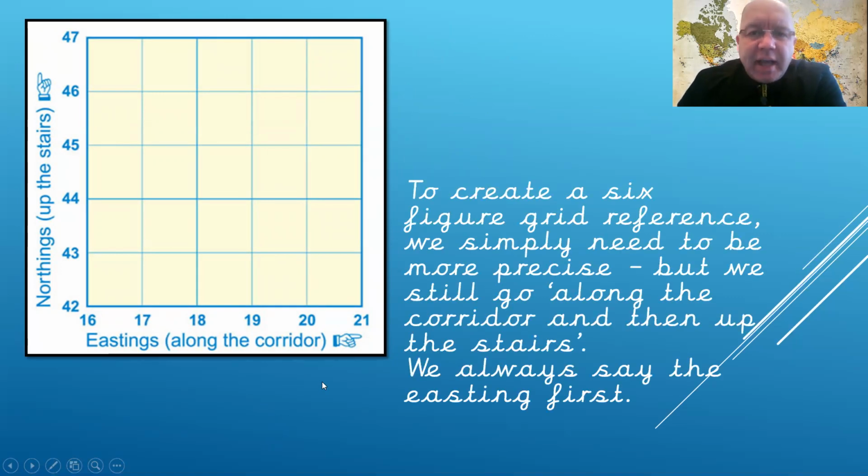Now, to create a 6-figure grid reference, we simply need to be more precise. It's more exact. So this is going to tell us exactly within the square where something is located. So it's a lot more accurate. We still start with the easting. So we're still going to go along the corridor and we're still going to go up the stairs second. None of that's changed. And we're still going to use the 4-figure grid reference that we've learnt already.